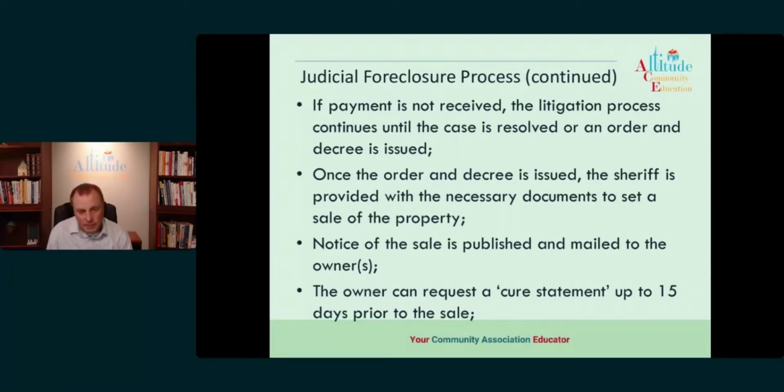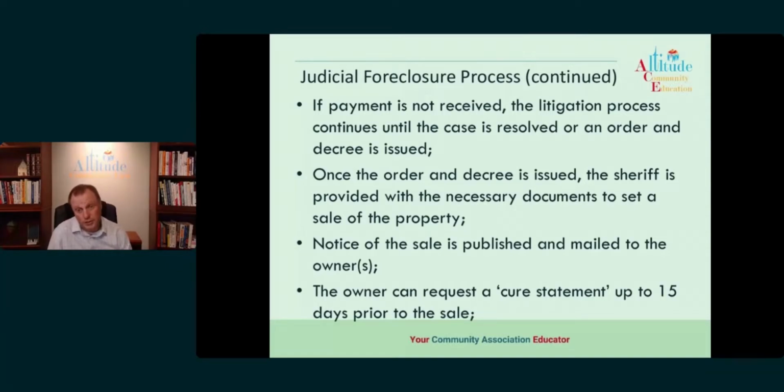If payment is not received after we send out the complaint, the litigation process is going to continue until the case is resolved or an order and decree is issued. And again, this process typically takes roughly 6 to 8 months in order for us to actually get the order and decree issued, because one, we have to serve everybody, and depending on how many people there are, that can take time. Then they all have time to file their answers, or if it's the mortgagee, maybe they're going to be giving us their super lien. So all these little steps usually take 6 or 8 months before we're going to get that order and decree from the court.